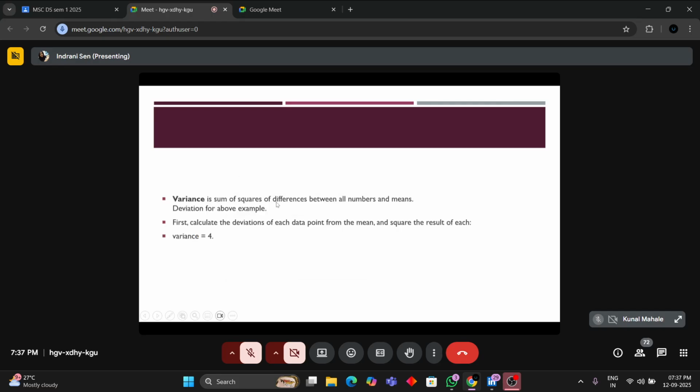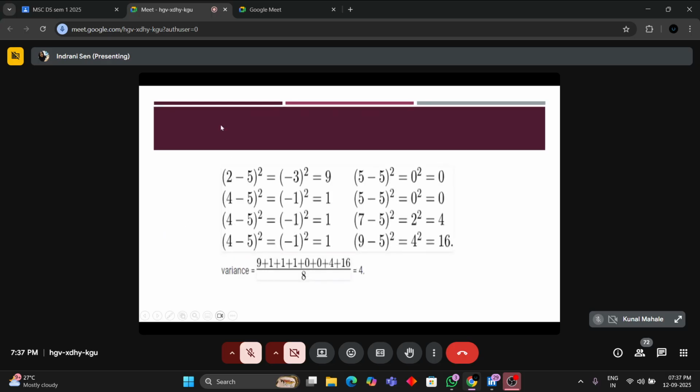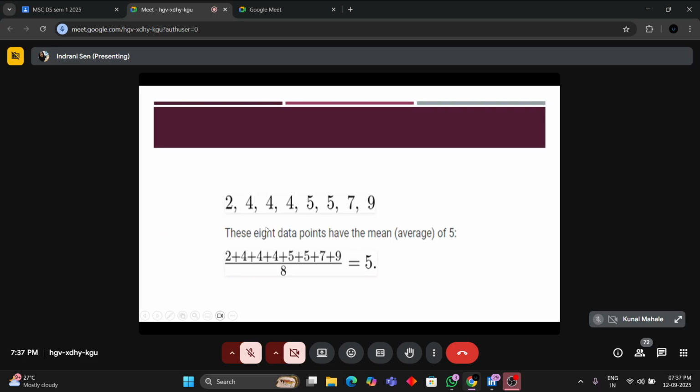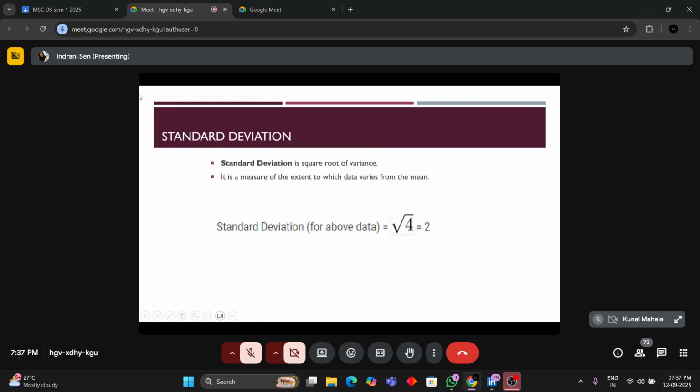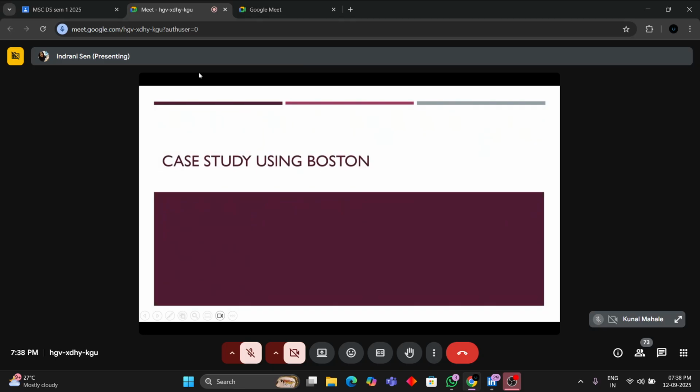After that, variance is the sum of squares of differences between all numbers and the mean. So here you can see 2 minus 5, because 5 is the mean here. So 2 minus 5 equals minus 3, and then we square it. 4 minus 5 whole square equals 1. 4 minus 5 whole square equals 1. Like this we do everything, then add up all elements and divide by 8 to get 4. That gives you the variance. The standard deviation is the square root of the variance. So we take the square root and we get the standard deviation.